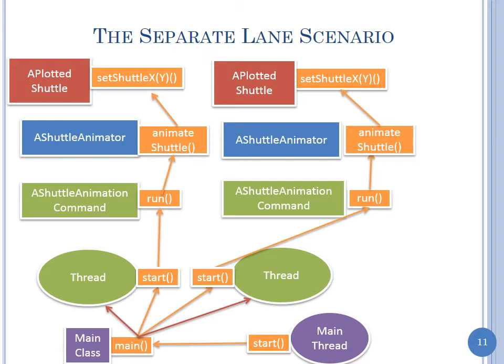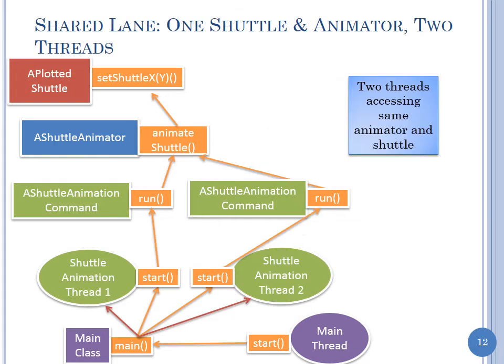So the two shuttles I just created did not need any synchronization. There were two shuttles that just went independently, and we didn't have to worry about the synchronization. Okay? So how do we make this a synchronization scenario? We can have two animators trying to control the same shuttle. Okay? And now things get interesting.